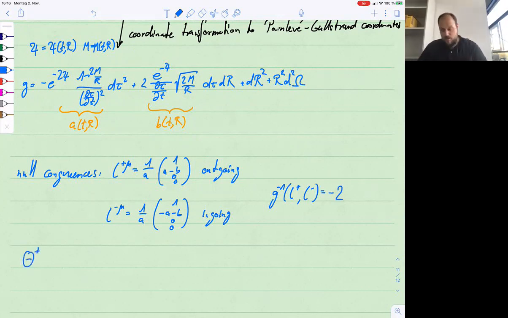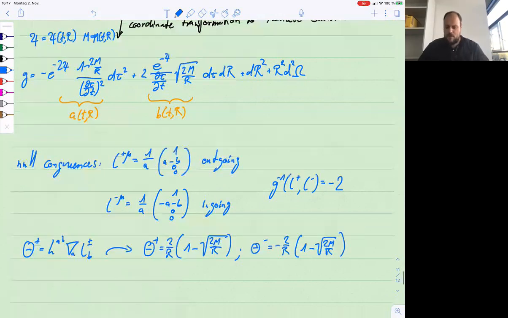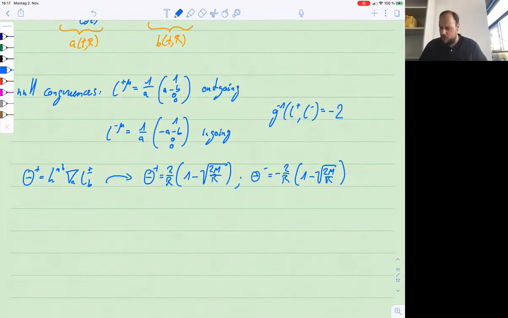Now we can calculate the expansions, with h_AB, that's the induced metric, and L plus minus, and we find the following. 2 over r, the square root of 2m over r. And we have the other congruence, which is minus 2 over r, minus square root of 2m over r. Okay, so those are the expansions.